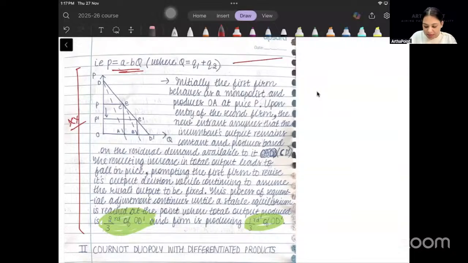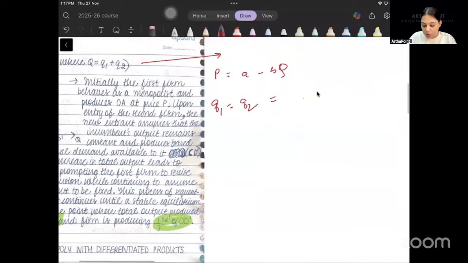That means we know that whenever the function is P equal to a minus bQ, we know Q1 is equal to Q2. Given cost is the same, cost is small c, we know Q1 is equal to Q2 is equal to (a minus c) by 3b. It would not have taken you more than, say, 2 or 3 minutes to write down the entire model. But you cannot solve this answer without writing down that model.